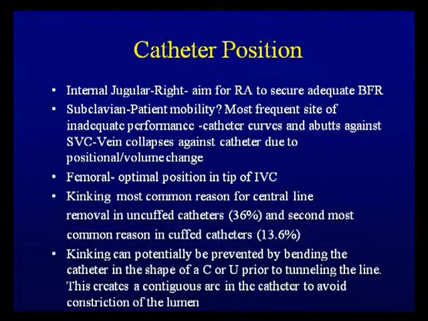The catheter often curves and abuts against the superior vena cava, leading to venous collapse due to position or volume change. And these issues are obviously magnified in children when the venous diameter is very small. For the femoral vein you require optimal positioning in the inferior vena cava. Kinking is the most common reason for central line removal in the uncuffed catheters, and the second most common reason in cuffed catheters. So always match the catheter size to the vein, and kinking can also be potentially prevented by bending the catheter in a C or U shape prior to tunneling the line. And this creates a contiguous arc in the catheter to avoid constriction of the lumen.